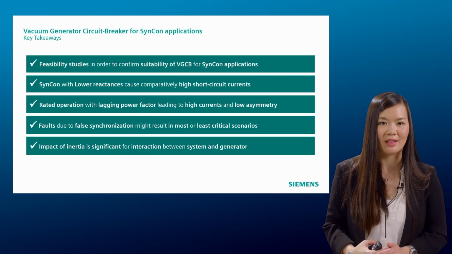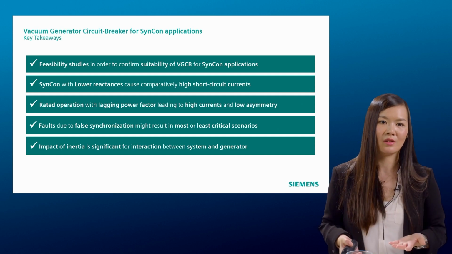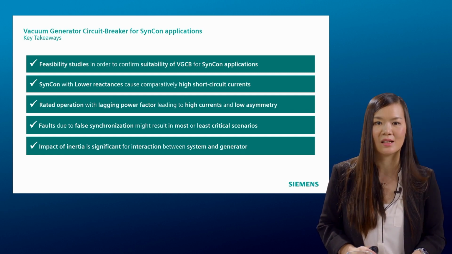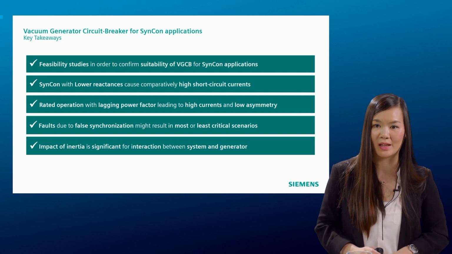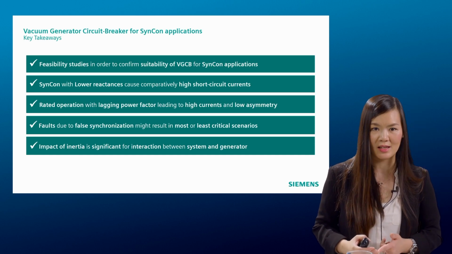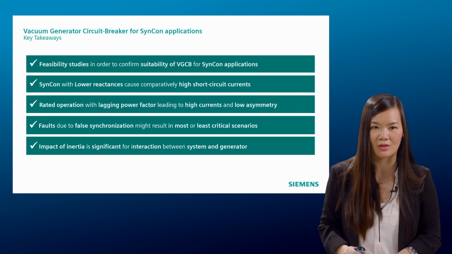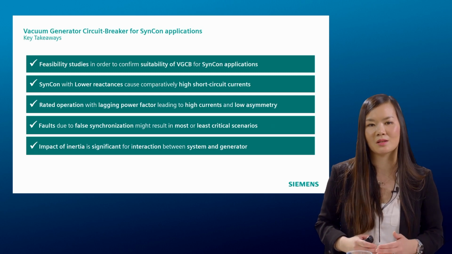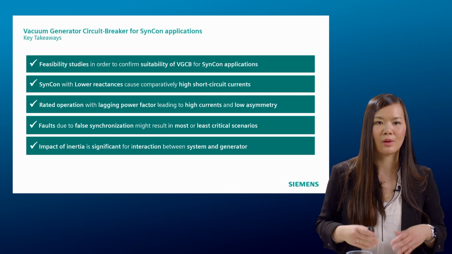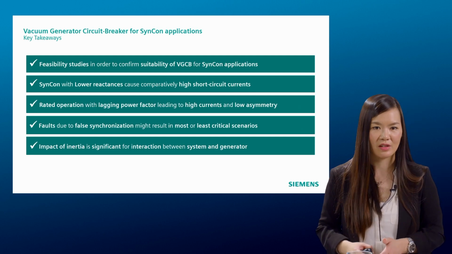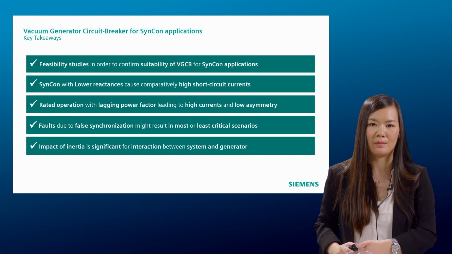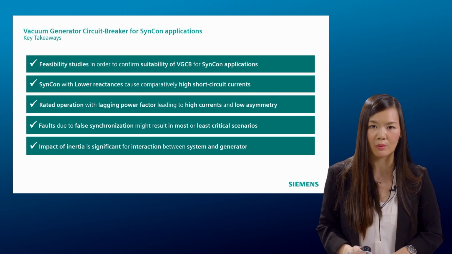All right, so I've actually reached the end of my presentation. What I want to give you, the audience, for today is that a feasibility study has been made, and this is required to confirm the suitability of our VGCB for synchronous application. You have seen that short circuit current calculation has been included, and for the out of phase case, we have seen that synchronous condensers have lower reactances, so it's often that the short circuit current level is higher. Also, the operating points of the machine have an effect on the short circuit current level. Either you have higher current or you have higher asymmetry, depending on which operating points we are working with.